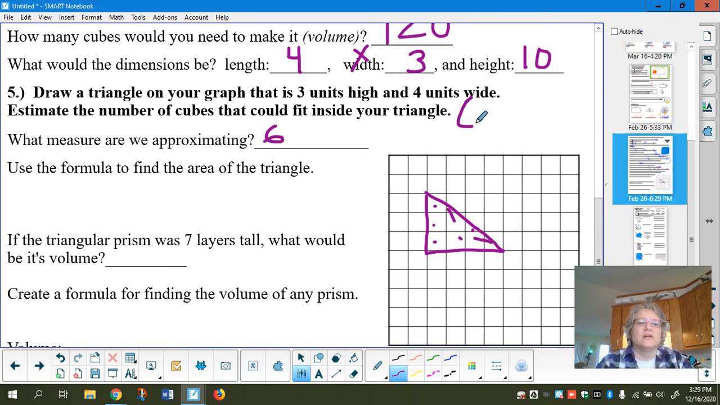Oh, 6. What measure are we approximating? We're approximating area, how many squares fit inside something. This should say squares. Wow, that was terrible. I need to fix that. Squares. So we're measuring area.